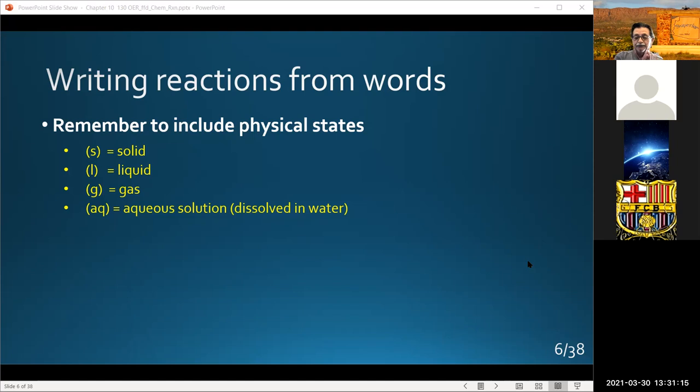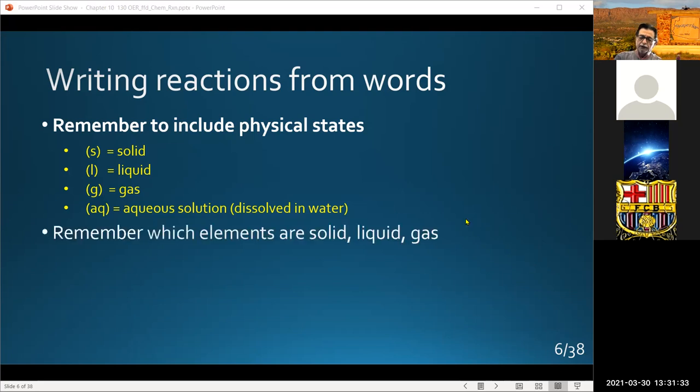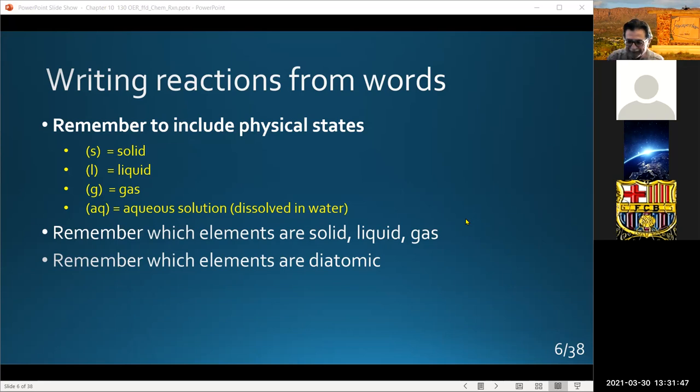Okay. And there's a certain number of gases, and everything else is solid. And then aqueous, normally those are ionic compounds that are in a water solution. Okay. So with that information, we can actually write a reaction from words. Also remember which elements are diatomic. Have no fear of ice cold beverage. Okay. So everything's coming together, hopefully. We get into chemical reactions. So we talked about the physical states of the elements, right? We talked about the aqueous solutions.